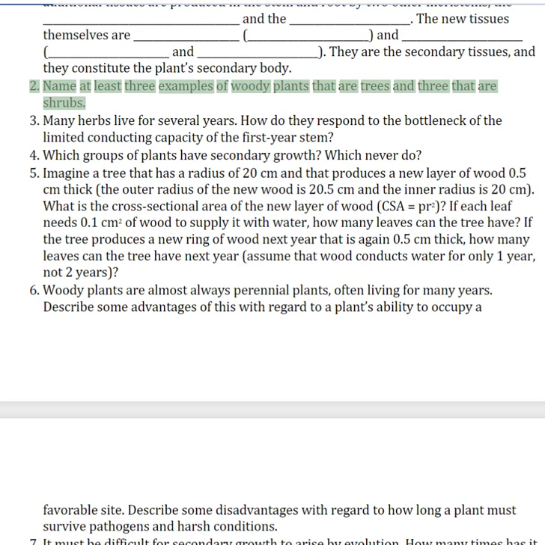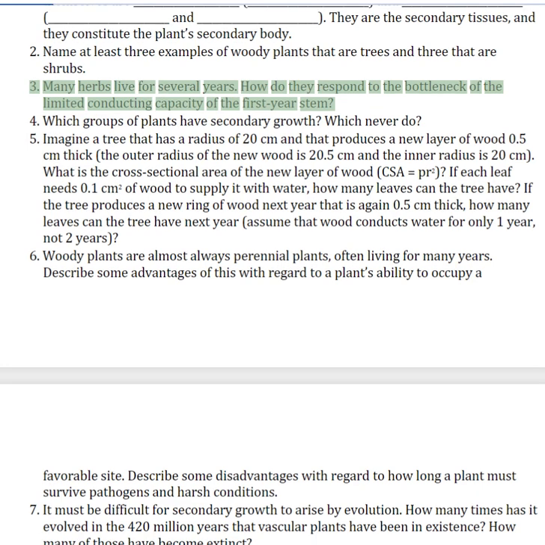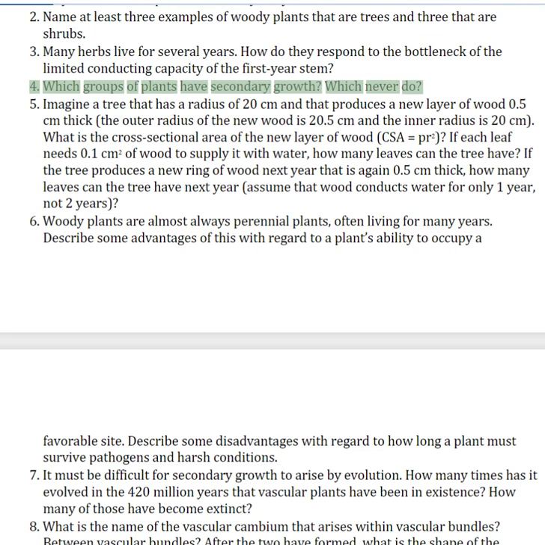2. Name at least 3 examples of woody plants that are trees and 3 that are shrubs. 3. Many herbs live for several years. How do they respond to the bottleneck of the limited conducting capacity of the first-year stem? 4. Which groups of plants have secondary growth? Which never do?